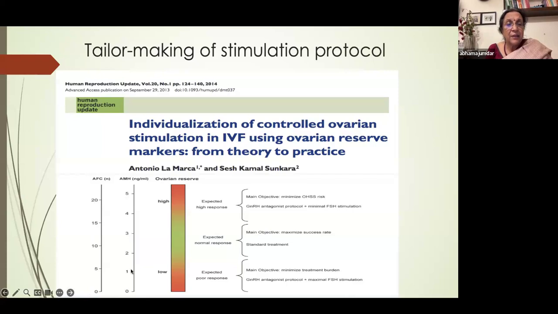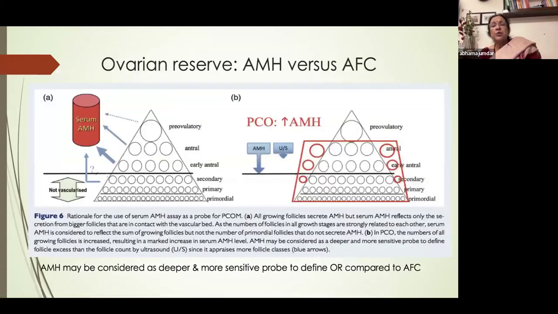And these are the AFC and AMH values. So they considered one as low. Poseidon came up much later than this. Now I want to show you something very interesting.